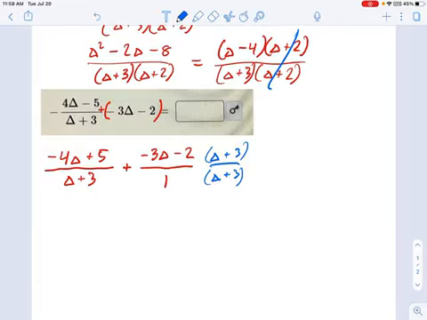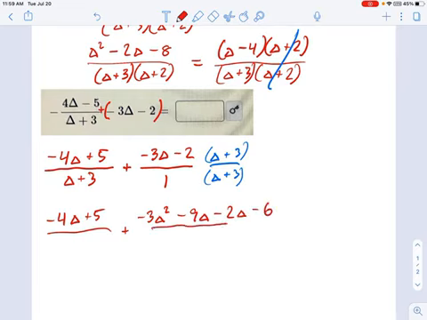Once you have a delta plus 3 on the bottom, then we have common denominators. So we have to go through some multiplication to make this work out. You have negative 4 delta plus 5 from the left. And on the right, we have, well, negative 3 delta times delta is negative 3 delta squared. Negative 3 delta times 3 is negative 9 delta. Then we have a negative 2 delta. And then we have a negative 6. I'm just foiling the top of this fraction. And the denominator in both of these is delta plus 3.